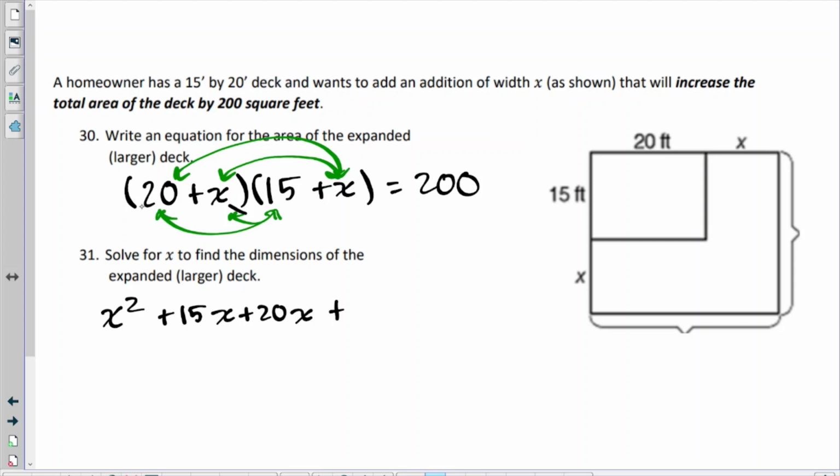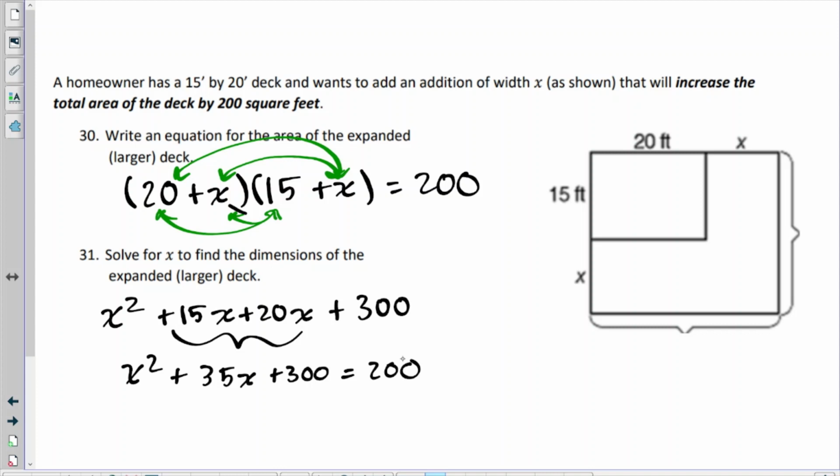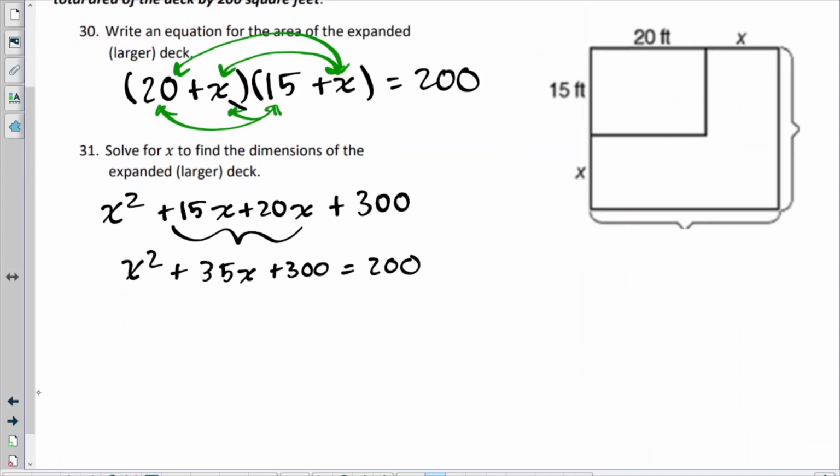Oh, I can't do that in my head right now. 20 times 15 is 300. Okay. That can combine to this. So x squared plus 35x plus 300 is equal to my area, which is 200. And if I want to use the quadratic formula, then I can subtract 200 from both sides. And I get this equation, x squared plus 35x plus 100 equals 0.